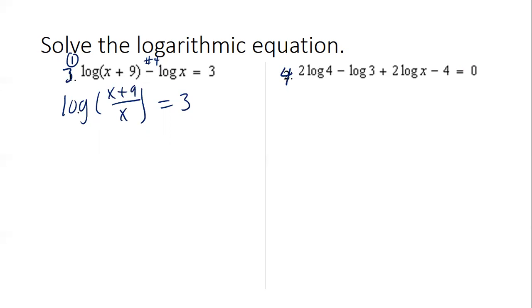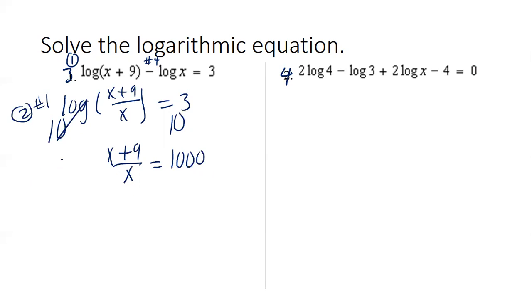Okay, so we use property number 4. And now we're on step 2. Step 2, we're going to use property number 1, which says we're going to raise this to the 10th. But this will be 10 to the log. And what happens when we raise it to the 10? It cancels out. So we're just left with x plus 9 over x equals. And what did we say 10 to the 3rd equals? 1,000. Right?